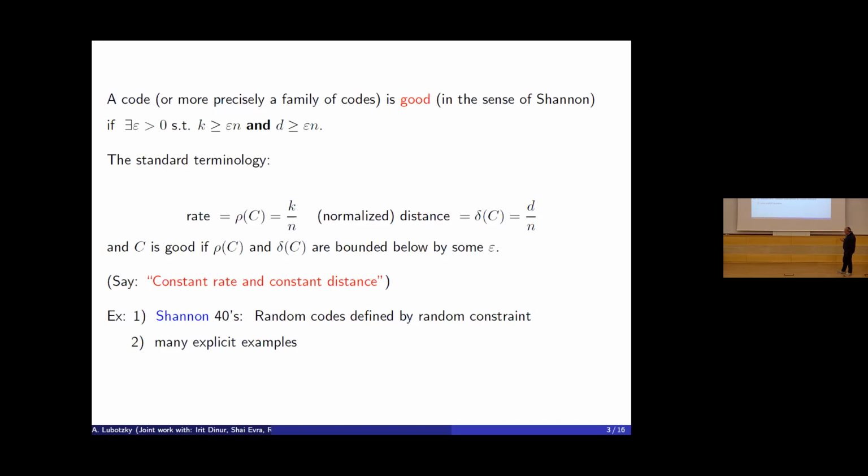And it's not at all clear that such codes exist at all. As I said, the distance and the rate kind of compete with each other, and Shannon showed that random codes, what are random codes?